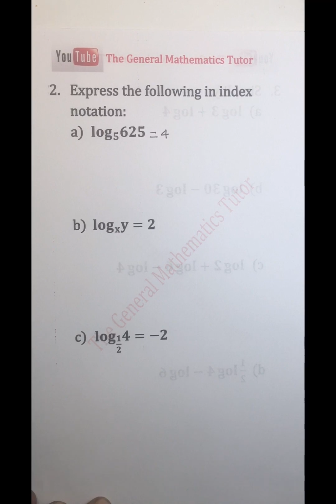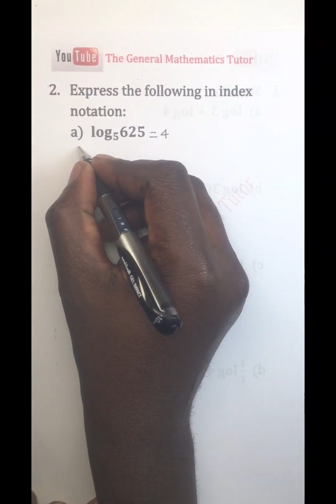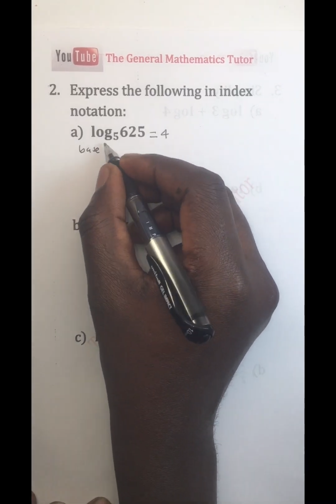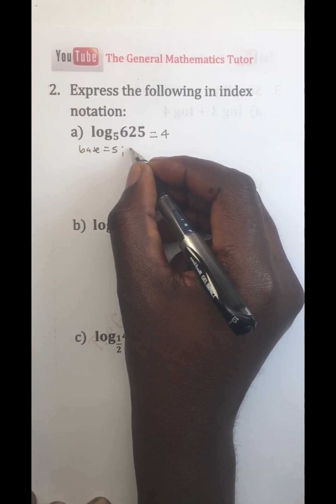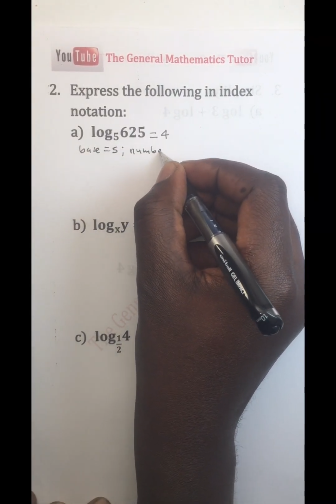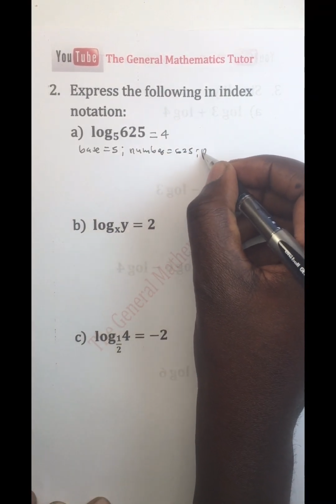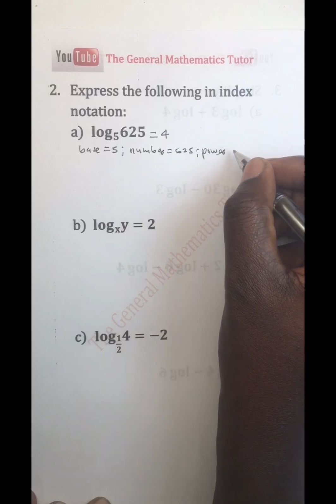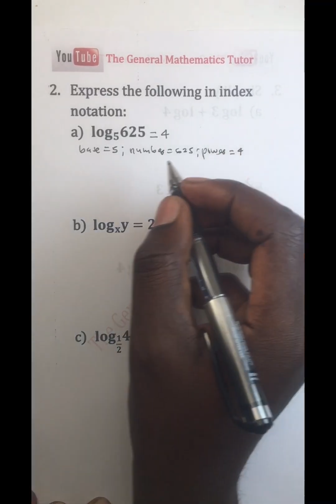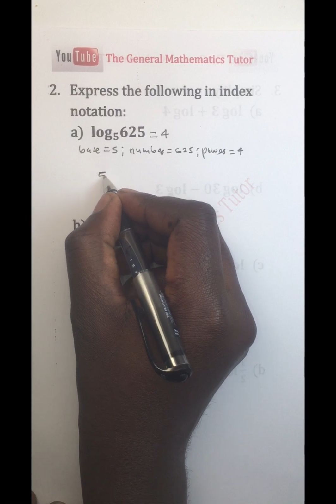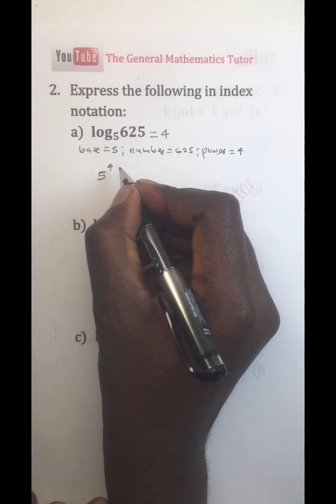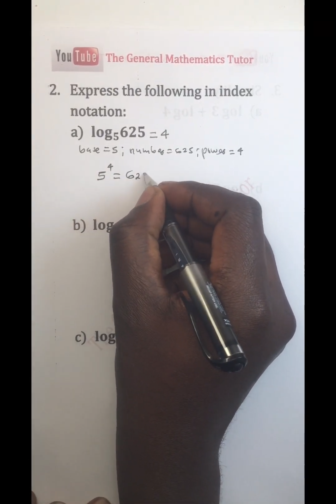Example 2, express the following in index notation. So we have part A, log to base 5 of 625 is equal to 4. So we just identify the base. The base in this case is 5. We identify the number. In our case the number is 625, and we also identify the power or the log, which in this case is 4. So just going to write it as the base raised to the power 4 is equal to 625.